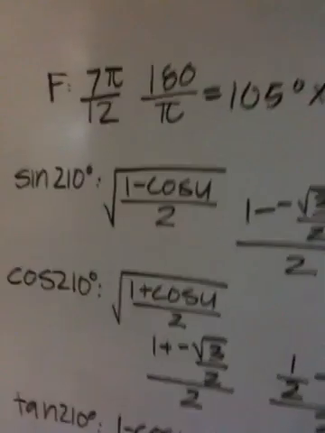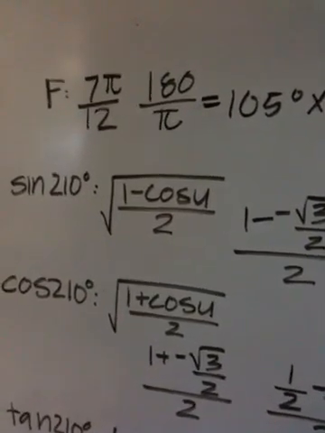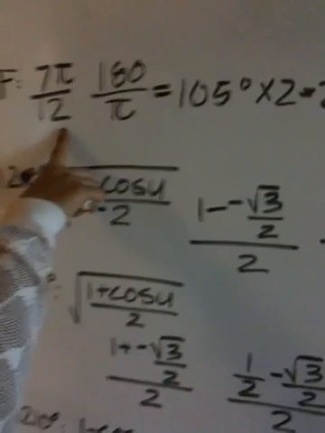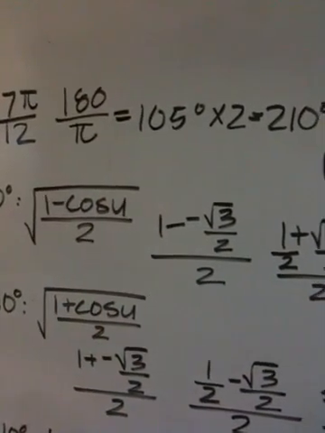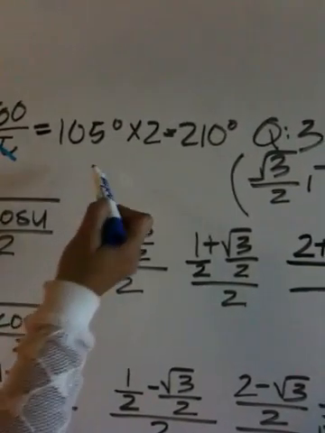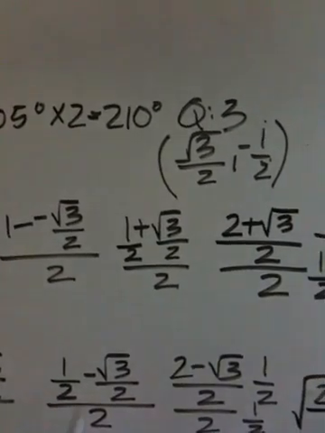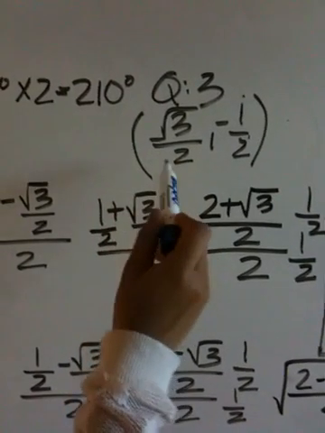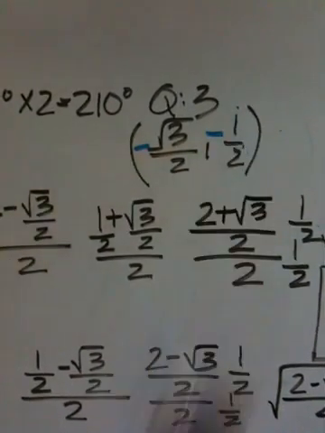We're going to be doing video F, which is concept 4, sine, cosine, tangent of same angles. So our equation is 7 pi over 12, and then we want to get into degrees, so we're going to multiply it by 180 over pi, and then the pi's cancel, and it turns into 105 degrees. Times 2 equals 210 degrees, and then it's in quadrant 3, so the points are negative radical 3 over 2, comma negative 1/2.